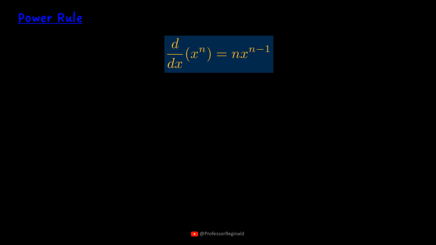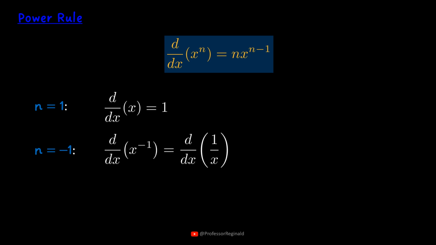The following are some commonly used derivatives from the power rule. If n equals 1, the derivative of x with respect to x is equal to 1. If n equals negative 1, the derivative of x raised to negative 1, or the derivative of 1 over x, with respect to x, is equal to negative 1 over x squared.